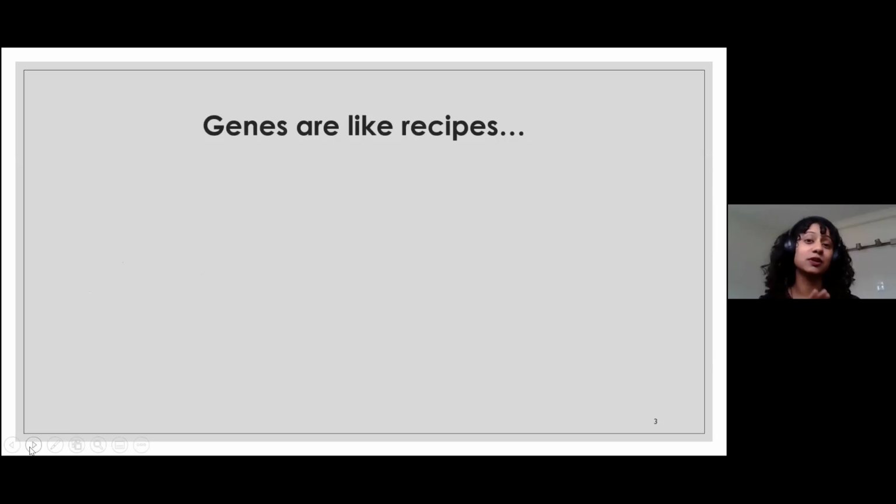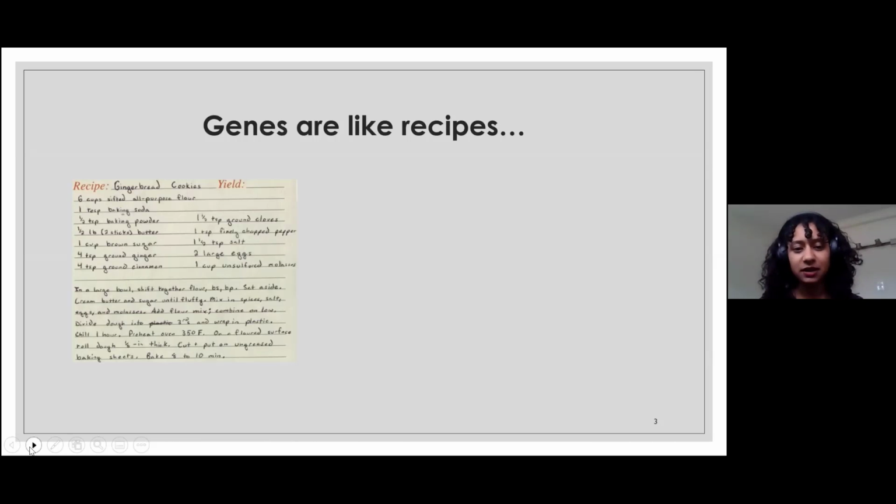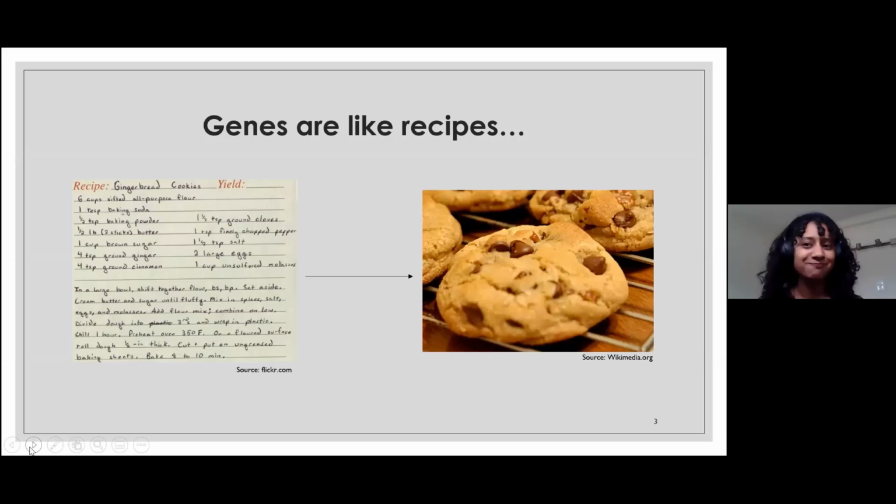So to kind of take a real step back, I like to think of genes like recipes because I think that's an easy way to understand them. You can think that every gene is a recipe, and then it teaches us how to make a different dish. So, they teach us how to make different parts of the body, but it's kind of like a recipe for a cookie, a recipe for a piece of cake, and so on.